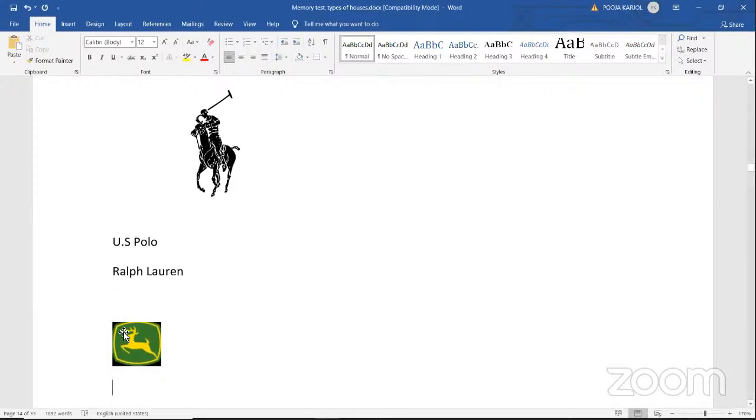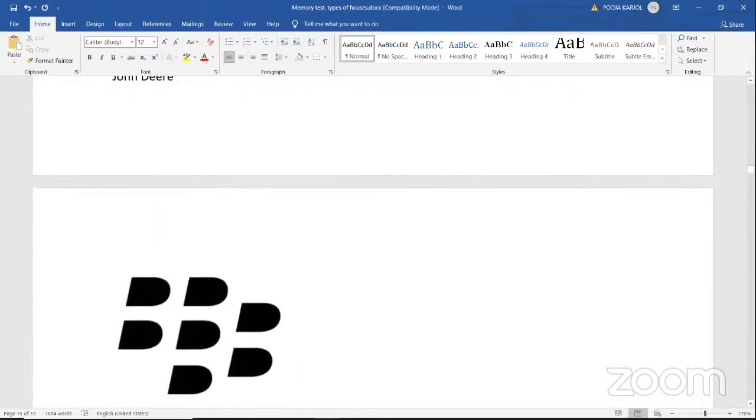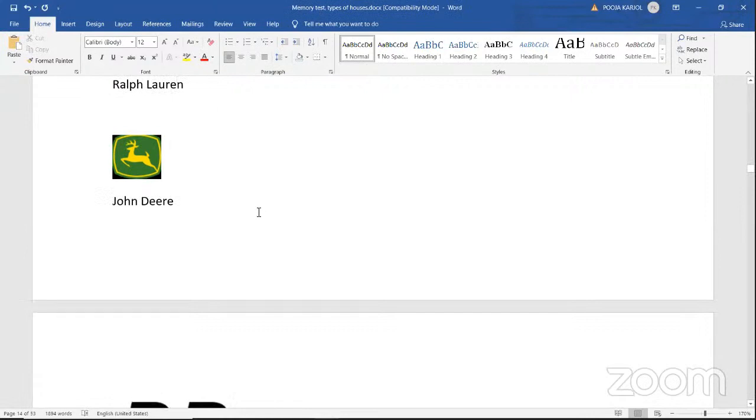What about this? John Deere. A tractor company. Yes. It's an American company. It's not just a tractor company actually. They have a lot of things. Construction also they do, machines, all those heavy equipment basically.